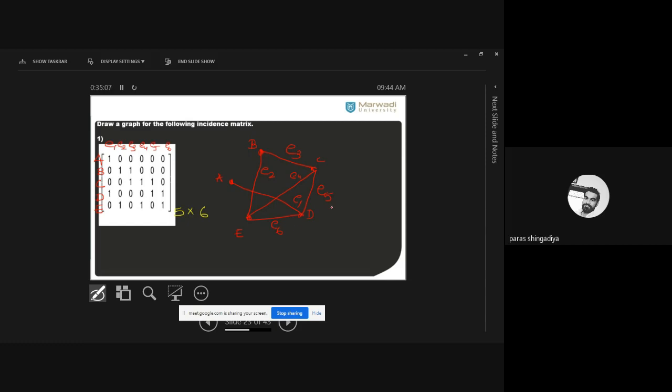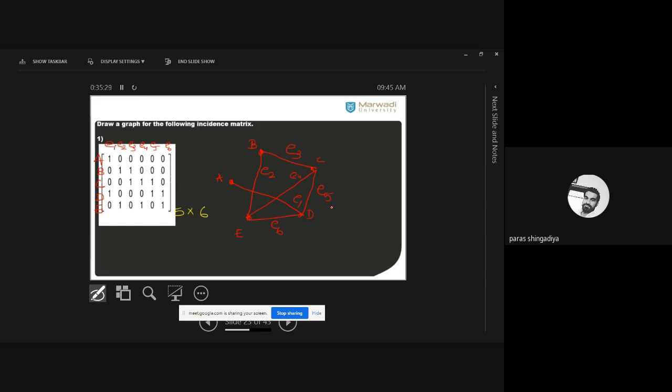Clear? And then you can verify the graph by using the degree concept. The first row has only one 1. So what does it mean? Degree of S will be 1. The second row has two 1s. So what does it mean? Degree of B will be 2.